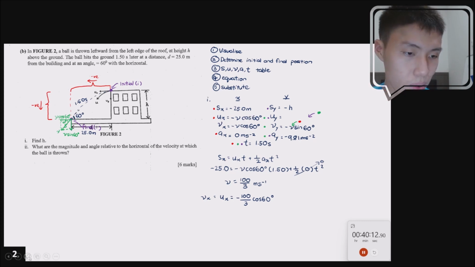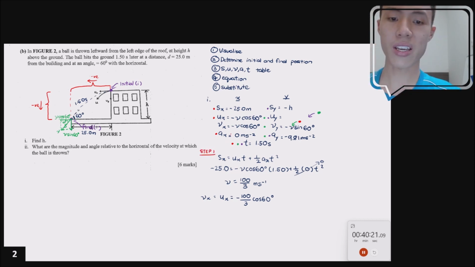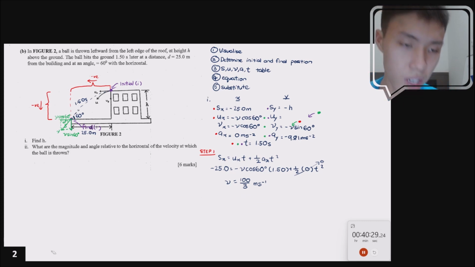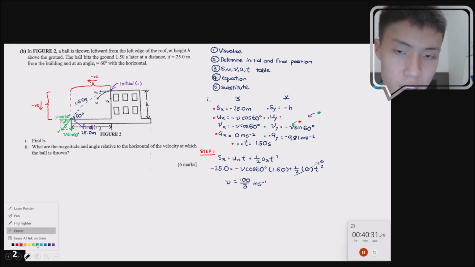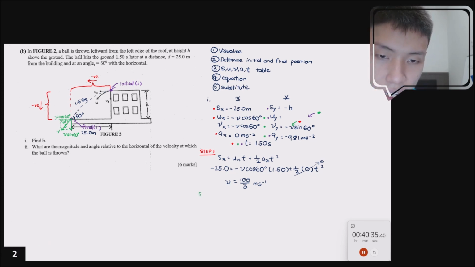Okay, so now I'm going to write down nicely. This is step 1. Step 1 will be to find my V. Okay, next step 2. Step 2 will be in green, right? Okay, step 2 is in green. Step 2, the purpose is to find UY.